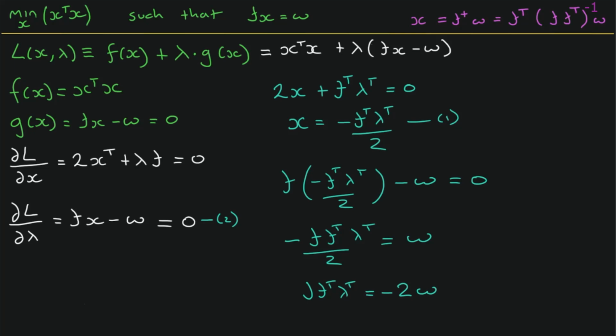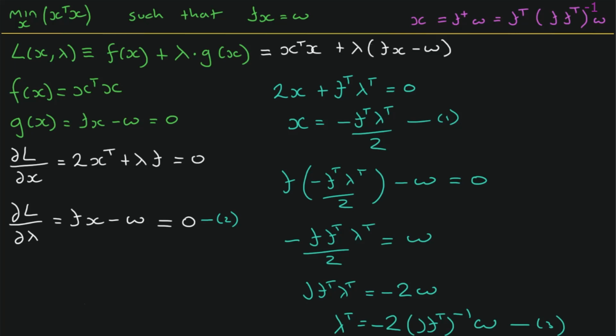And then we're going to take the inverse from the left on both sides. So if we take J times J transpose inverse here, this just becomes the identity. And we take it from the left here, but because 2 is a scalar, we can put it in between. So what we end up with is lambda transpose is equal to minus 2 J J transpose inverse W. And let's call that equation 3.